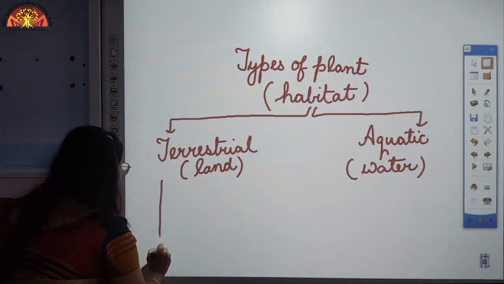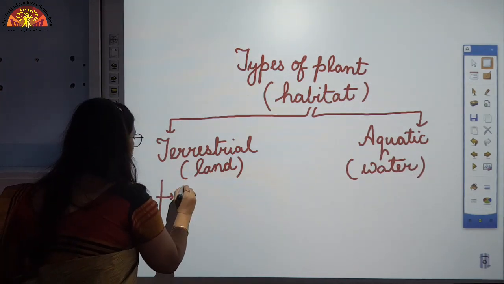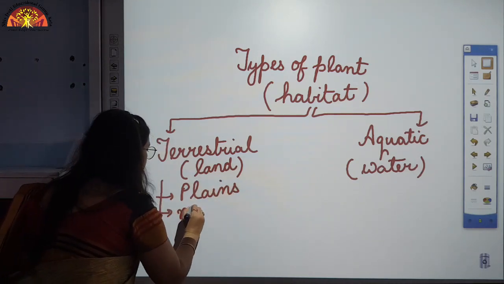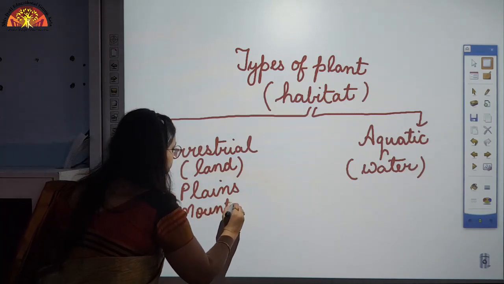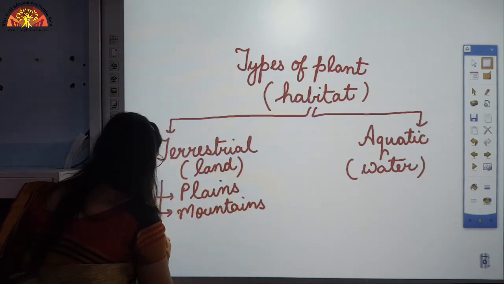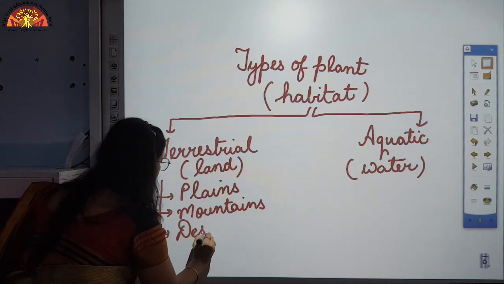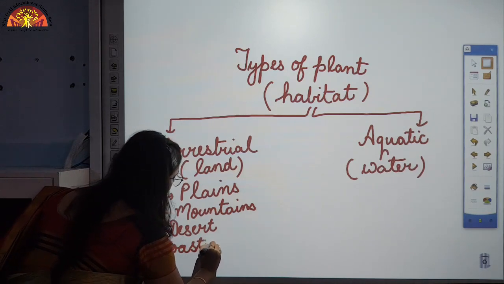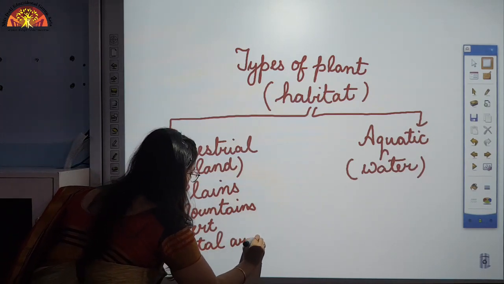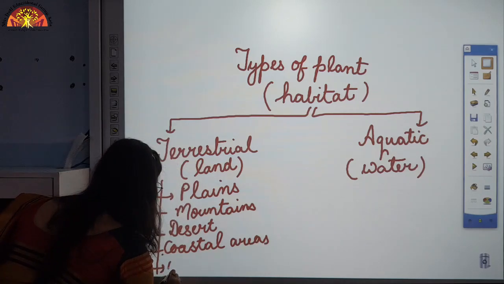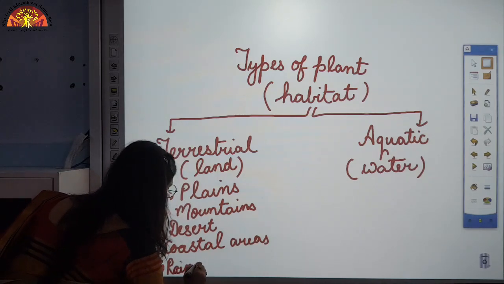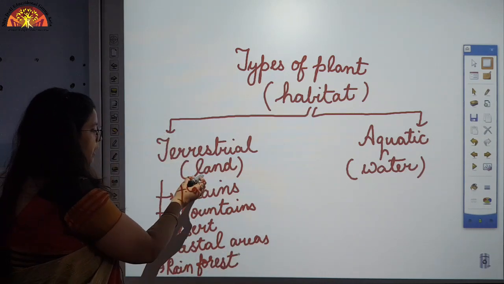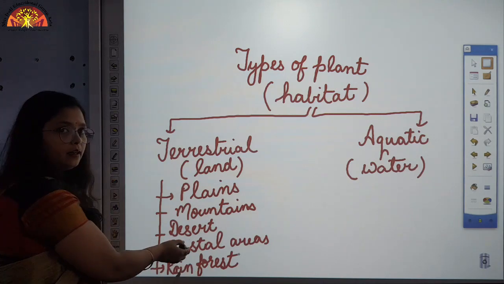So, we will discuss each of these now in this chapter, like plants on plains, mountains, desert, coastal areas, rainforest, and we will discuss plants growing over all these areas separately.